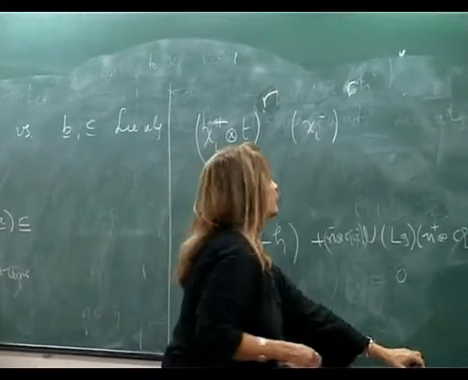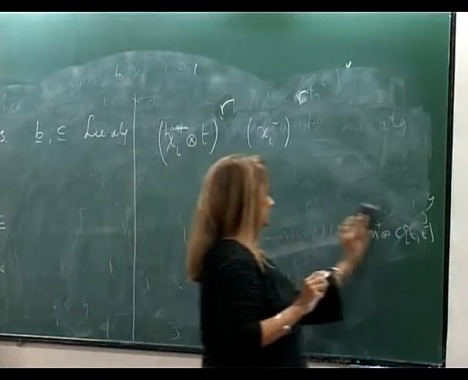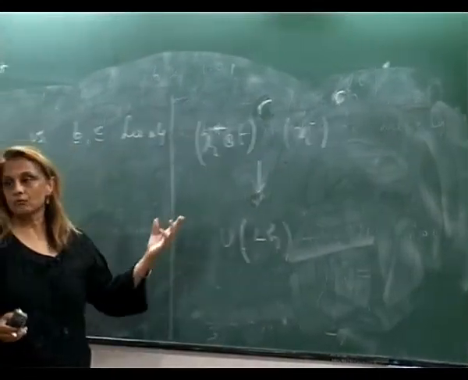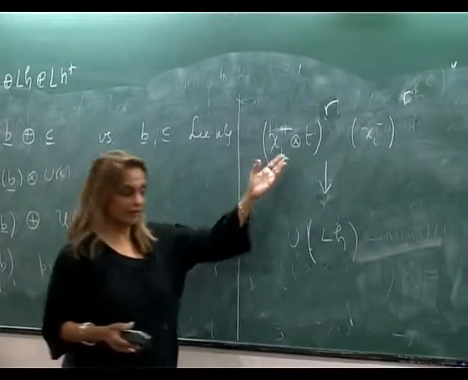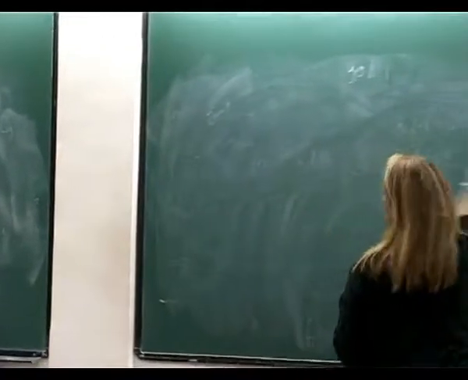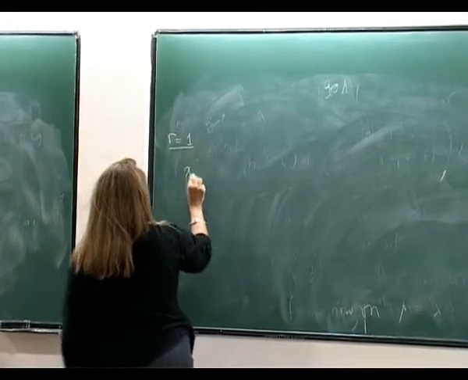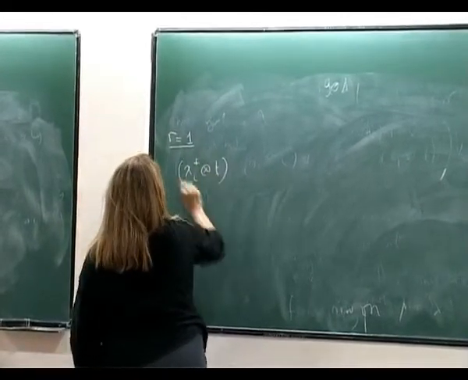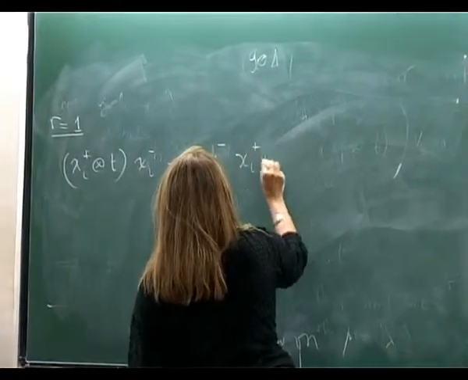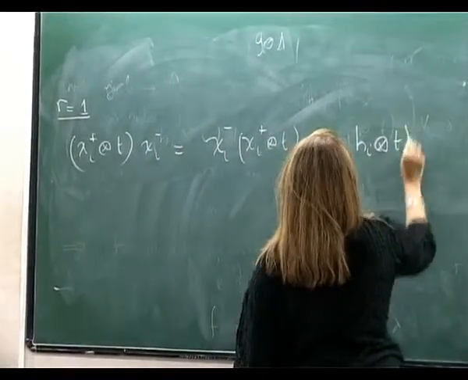Okay? So what I want to do is to pick out this projection. And because I'm simple-minded, I'm going to try and do it by a brutal calculation. I'm going to rewrite this thing. So let me write down the answer. For instance, for r equal to 1, it's a simple answer. So for r equal to 1, what am I doing? I'm doing xi plus tensor t, xi minus, this is equal to xi minus xi plus tensor t plus hi tensor t. Okay?